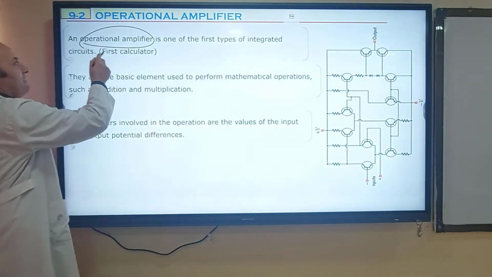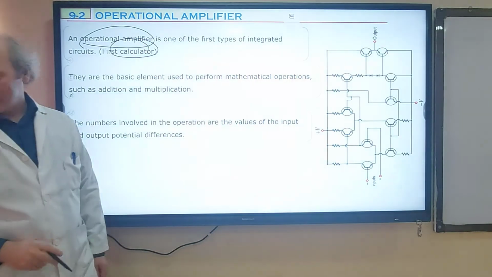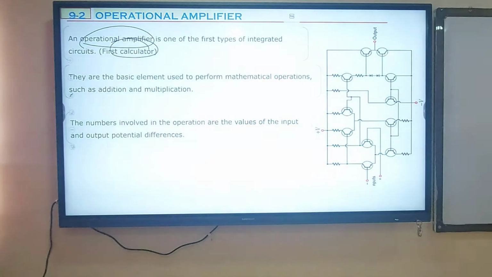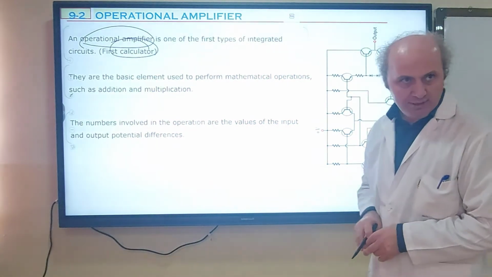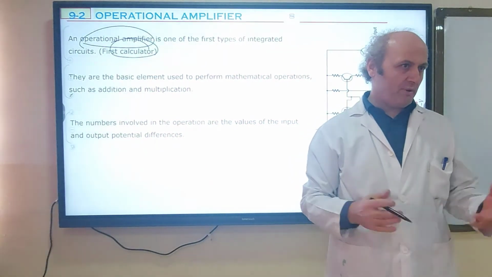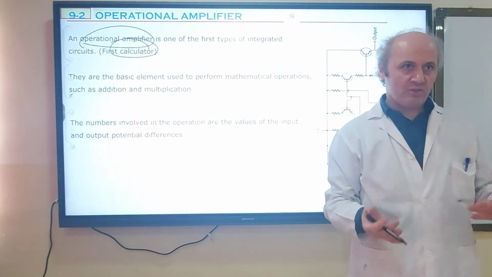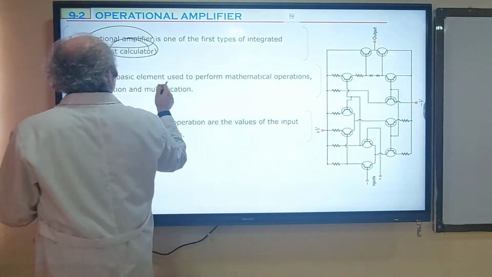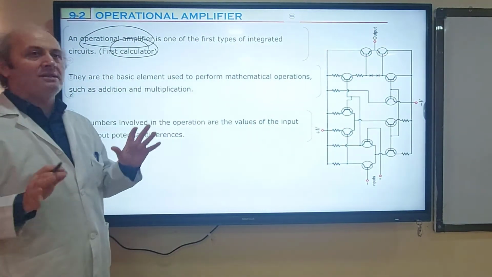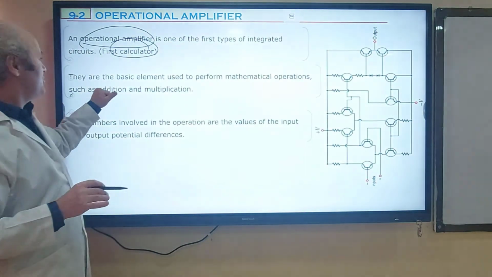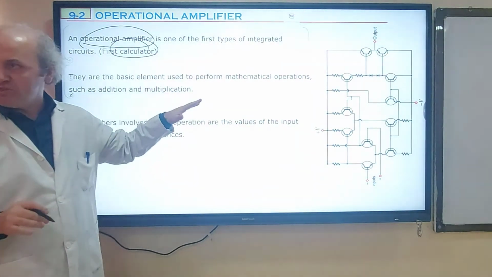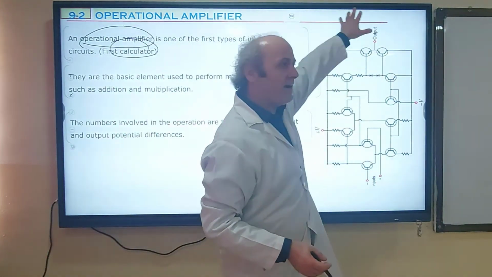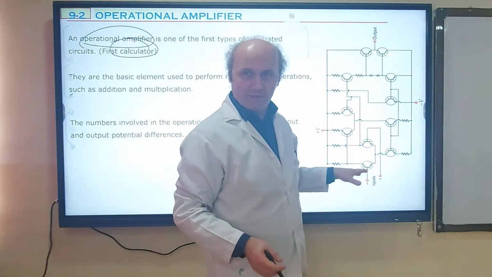Operational amplifier means calculator. The first type of integrated circuit is an operational amplifier, that is, a calculator. A calculator is used for making addition, subtraction, division, and so on. So they are the basic element used to perform mathematical operations: additions, multiplications, divisions, subtractions, and so on. This is the schematic diagram of a calculator.